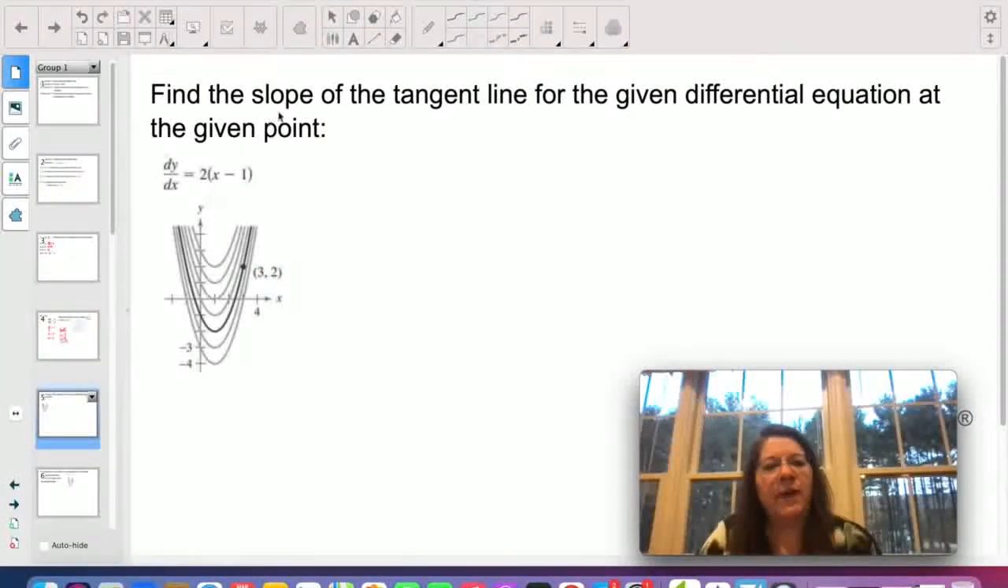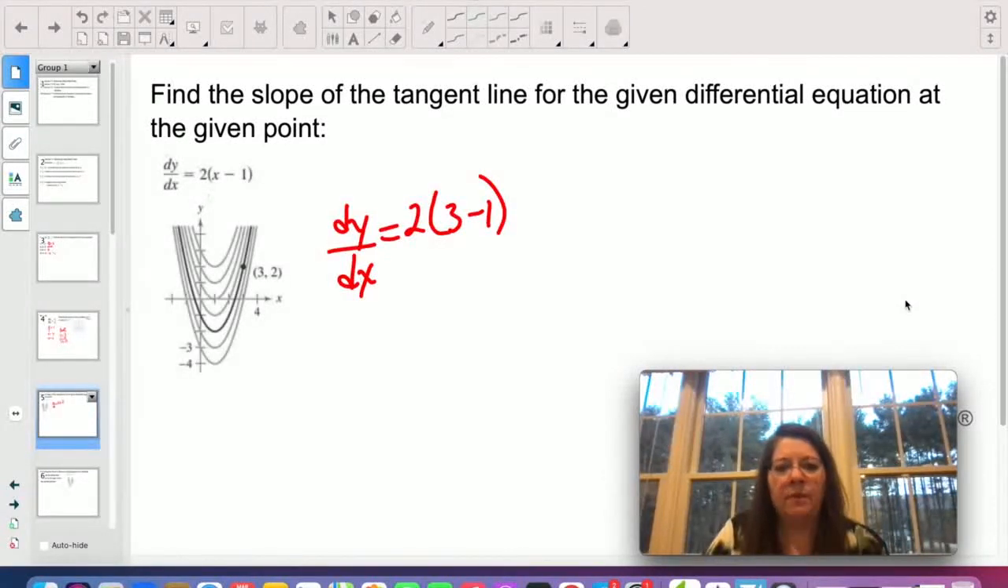For this one, it says find the slope of the tangent line for the given differential equation at the given point. So they've given us a differential equation, dy/dx = 2(x - 1). They're asking us to find the slope of the tangent line at the point (3, 2). So they're asking us to plug (3, 2) into this differential equation. If we do that, we'll have dy/dx = 2(3 - 1). And 3 minus 1 is 2, so 2 times 2 is 4. So the slope of my tangent line at the ordered pair (3, 2) is 4.